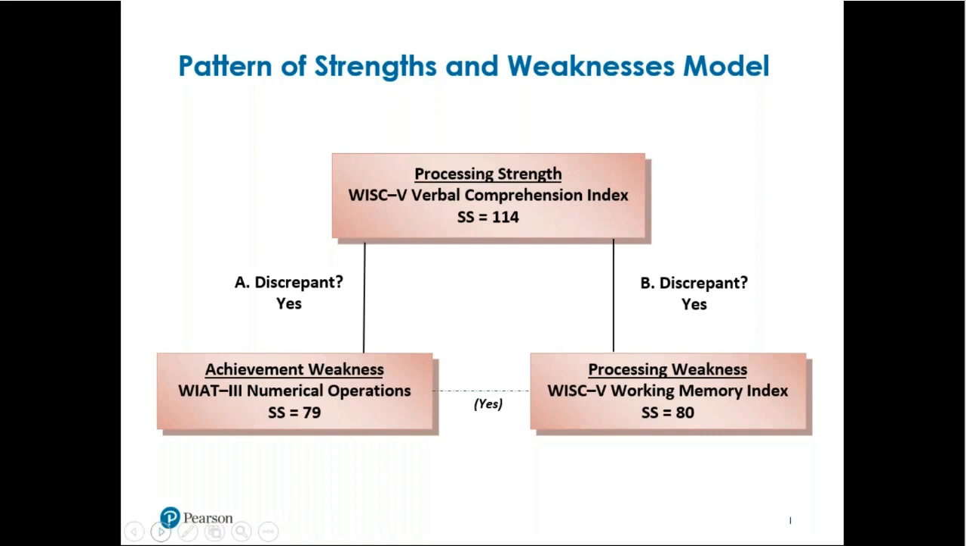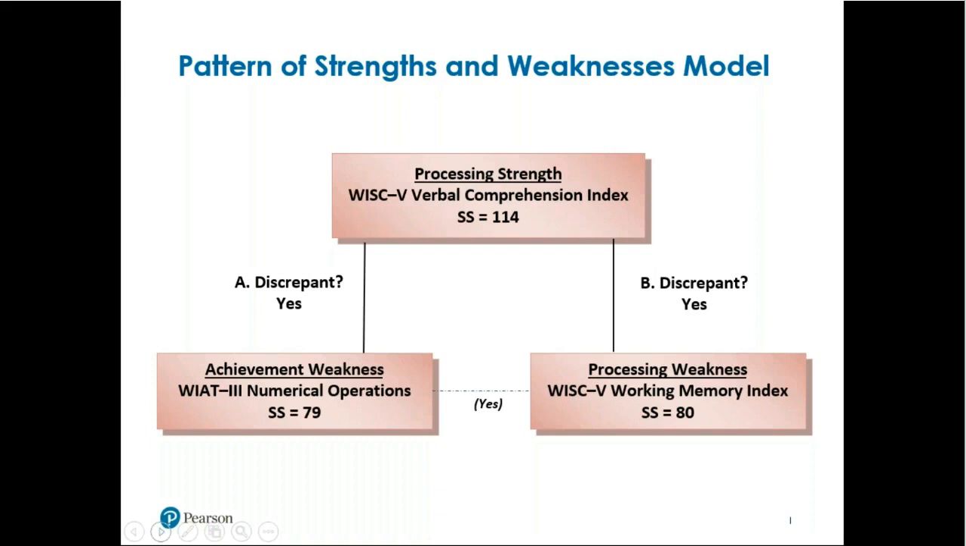The final, you can see at the bottom in the middle dotted line, refers to: is there a reason to have, or not, is there a reason? Do these two aspects of functioning, that is their achievement weakness and their processing weakness, do they kind of go together?